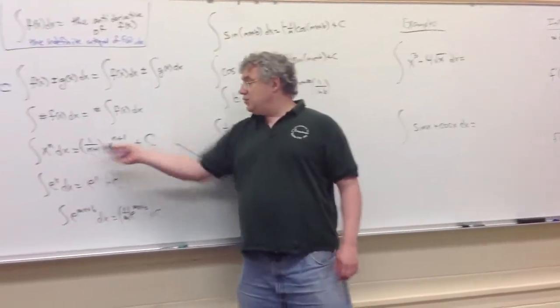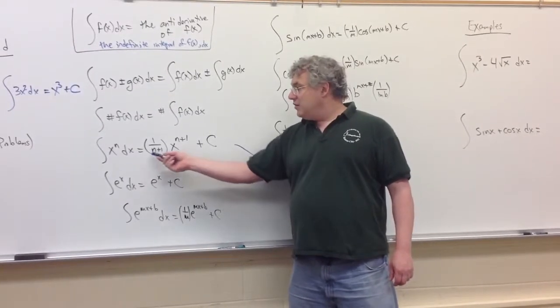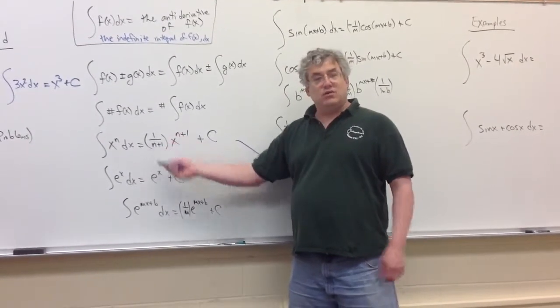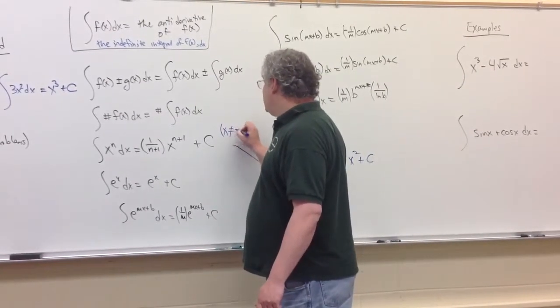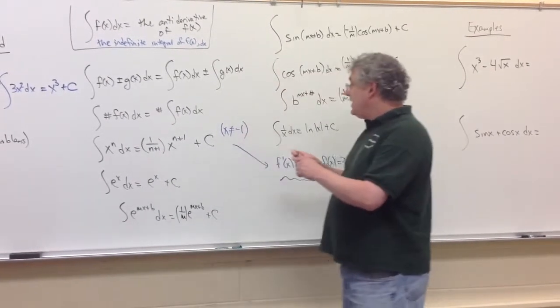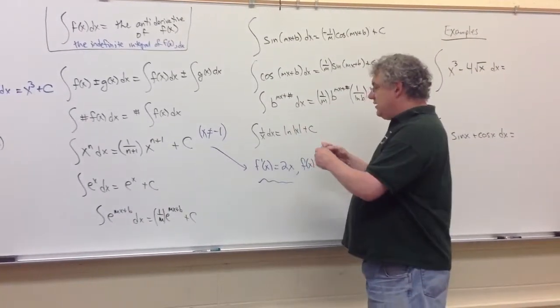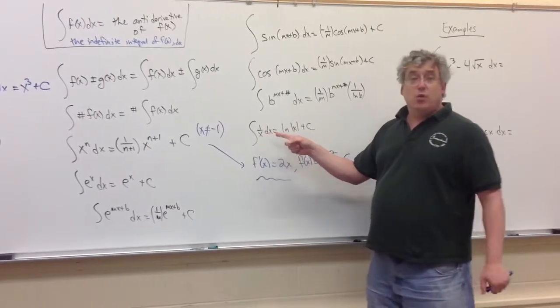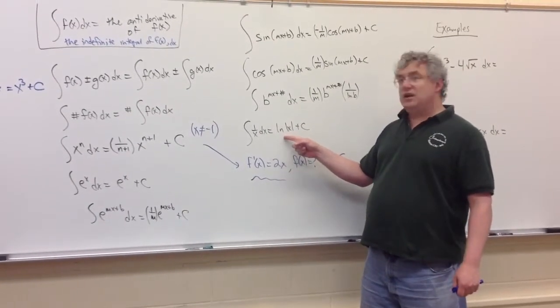Now, a couple more. Notice that this rule here has a little bit of an issue if n is negative 1. Why? What's negative 1 plus 1? We get 0. 1 over 0. We got a bad thing here. So this is when n is not negative 1. When n is negative 1, we have 1 over x. We have this rule right here. The integral of 1 over x. Well, we've seen that before. The derivative of something is 1 over x. What's the function? The natural log of x.